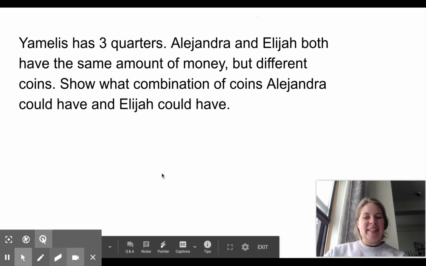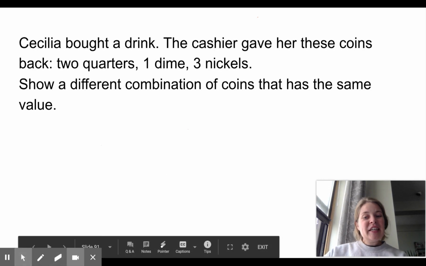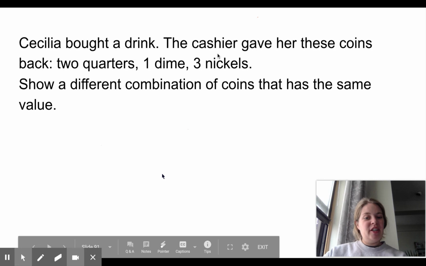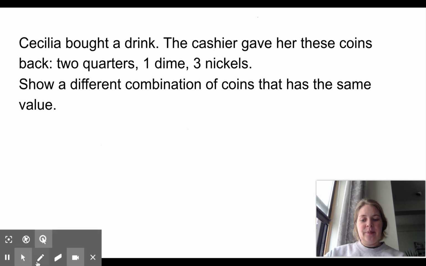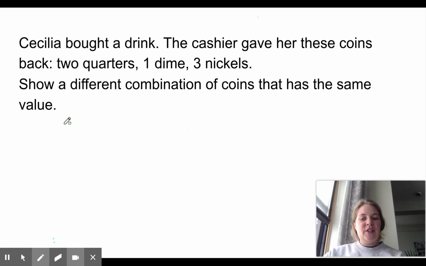Let's try one more together. Cecilia bought a drink. The cashier gave her these coins back. 2 quarters, 1 dime, 3 nickels. Show a different combination of coins that has the same value. So first, we need to find out how much money Cecilia has. If Cecilia has 2 quarters, I bet we could skip count that right now. 25, 50. So if she has 2 quarters, she has 50 cents already.